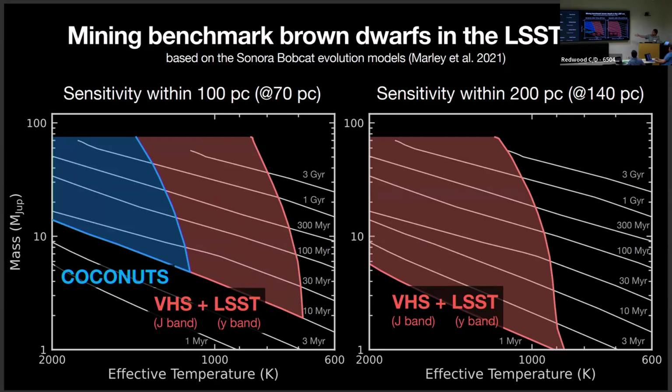So this is the idea that I have: we can use this upcoming data to search for more benchmark brown dwarfs. I'm really happy to chat about this and also to collaborate if you're interested, so please discuss with me offline. With all of this, I will just stop here and am ready for questions.